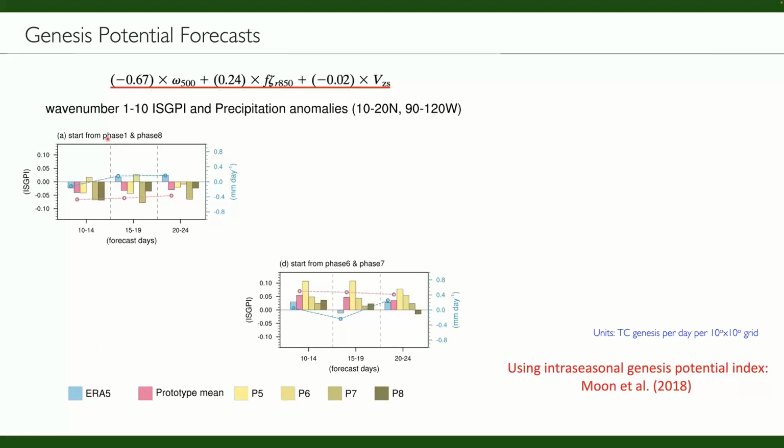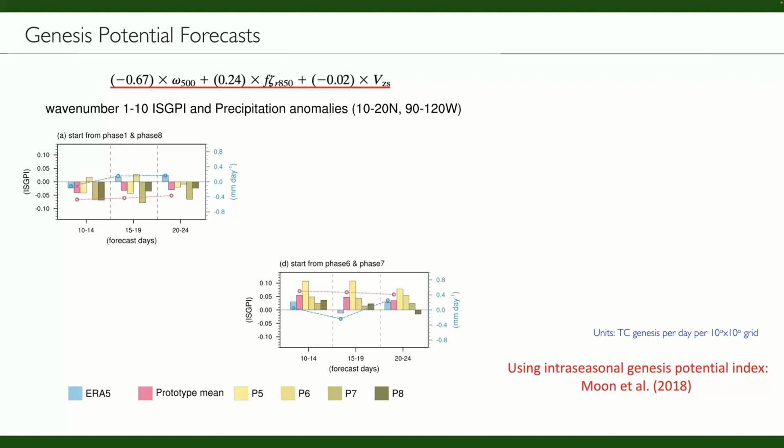So anyways, if you start from an initial state of MJO phases 1 and 8, what this plot shows you is generally most of the prototypes want to produce a state of relatively strong suppressed cyclogenesis over the Eastern Pacific Ocean at lead times of 10 through 24 days. And this is consistent with that tendency for the MJO to be too strong and move too slowly and produce that suppressed precipitation over the Eastern Tropical Pacific.